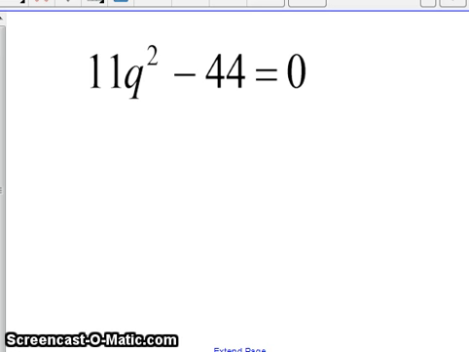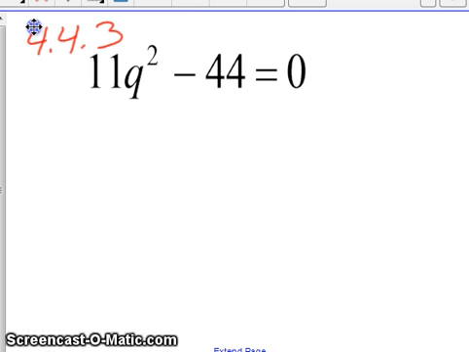All right, so today is, what is it, Thursday, November 29th. This is period 3, and this is lesson 4.4.3. Solving by factoring.